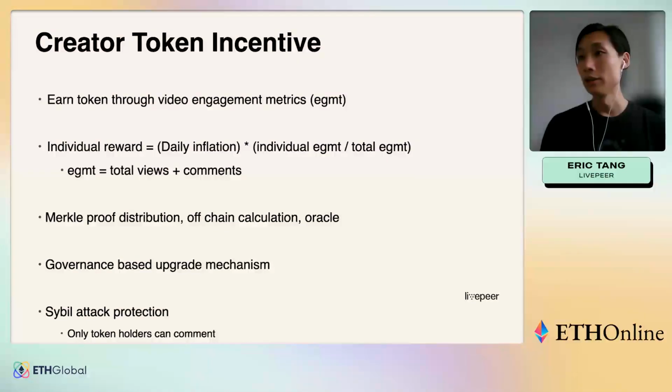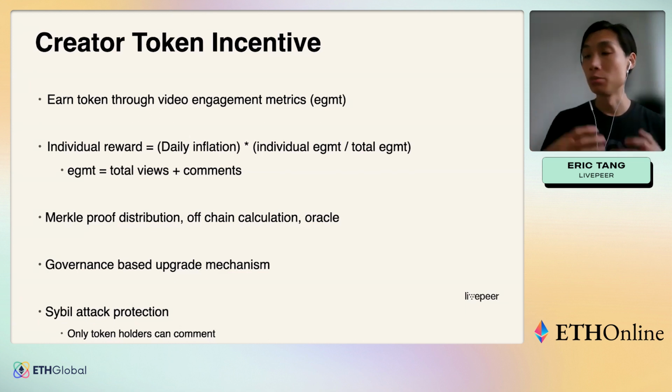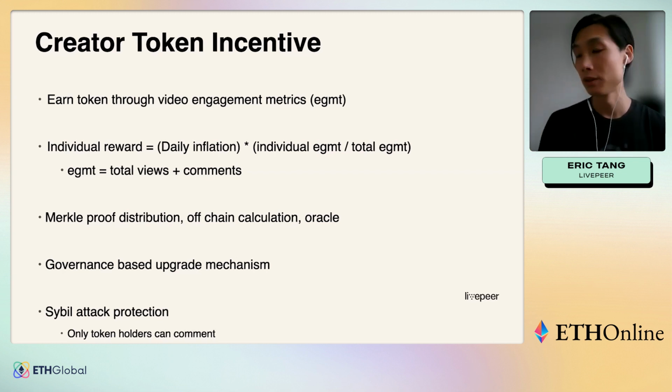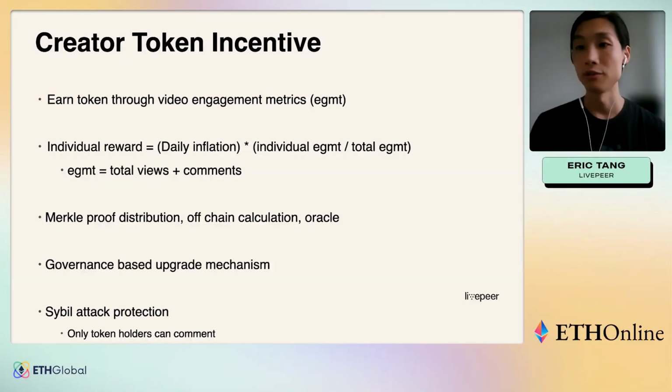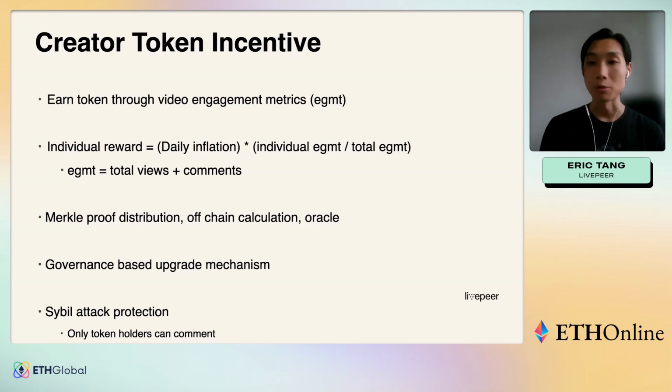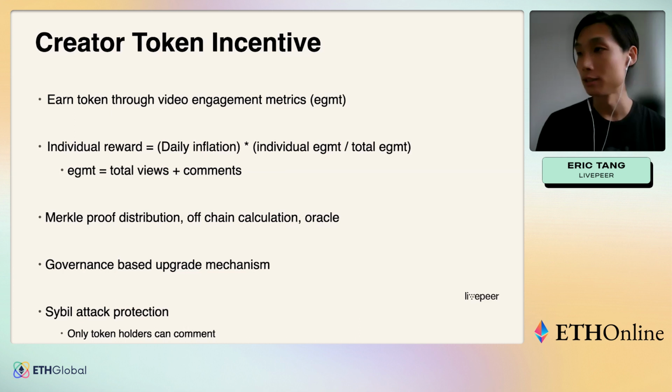Another important thing to point out here is to make this incentive fair for everyone. It's important to have a governance mechanism that allows the community to come together and decide that there is actually a more fair incentive model in the future, and have a governance mechanism to upgrade to that new mechanism, right? And here we should also think about Sybil attack vectors. So for example, we can say only the token holders can create comments for the videos, right? So that prevents spammers from just coming and creating a bunch of spammy content.